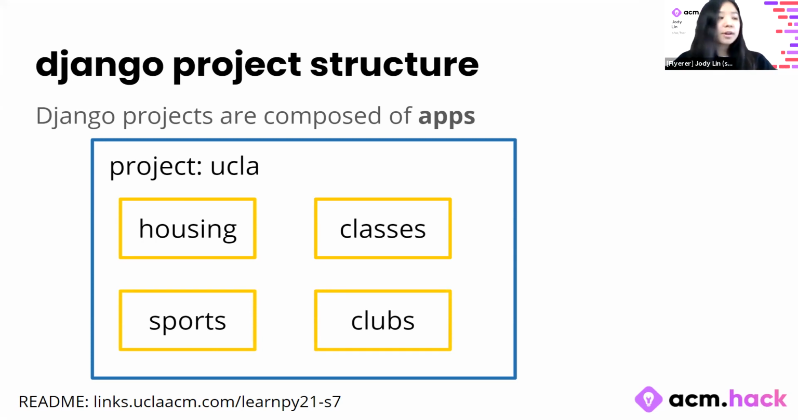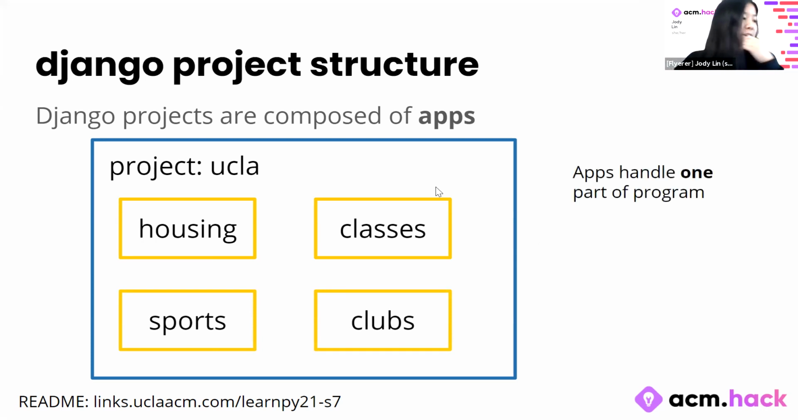So if we make our project, these would all be separate apps, and then each one would handle a different part of this, right? So the housing app would handle perhaps who gets assigned what dorm. Classes is class enrollment. Sports, sports clubs, maybe the roster of clubs and how many people they have.